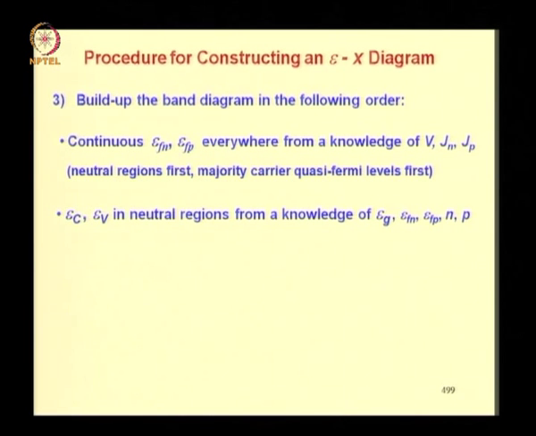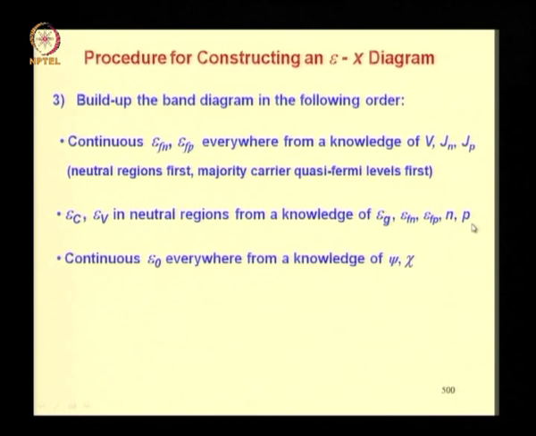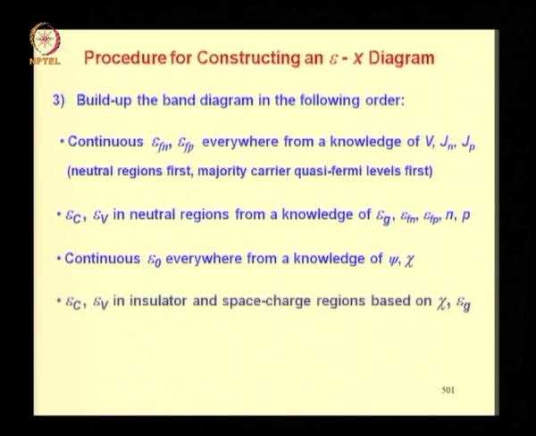The next step would be to draw EC and EV in neutral regions from a knowledge of energy gap, EFN, EFP, N and P. Then sketch E0 as a continuous line everywhere from a knowledge of electrostatic potential and chi. Note that we have assumed that we have used the drift diffusion model to solve for N, P and psi before we start drawing the band diagram. Now why should E0 be continuous? Because any abrupt change in E0 means an infinite electric field at that point, which is non-physical.